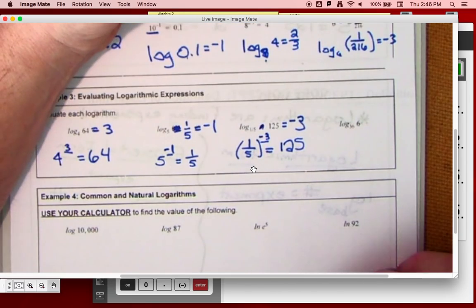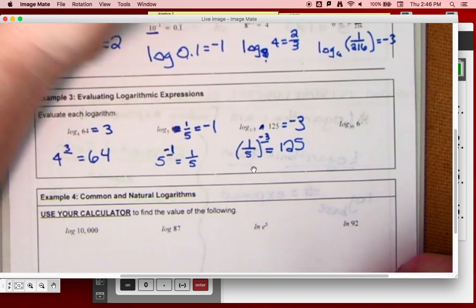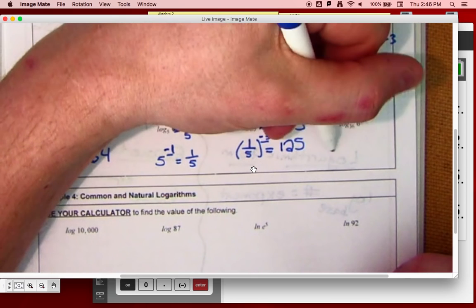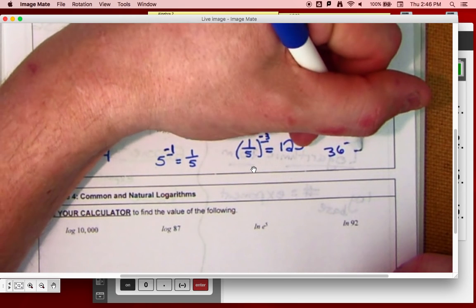Okay? And now this one is kind of like this one right here. Basically, we're saying 36 to what power equals 6.